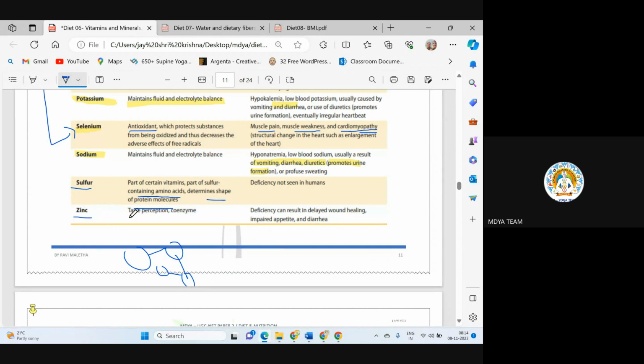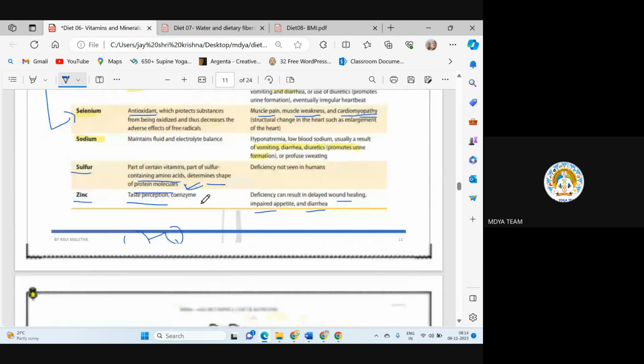Zinc helps in taste perception, and its deficiency can lead to impaired wound healing, impaired appetite, and diarrhea also. So it is also not that much important. This you can remember.